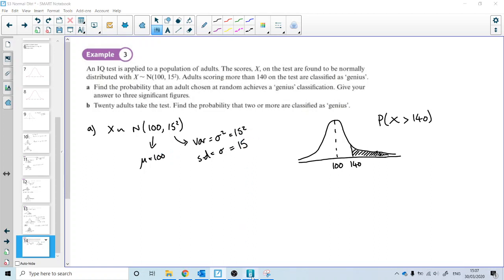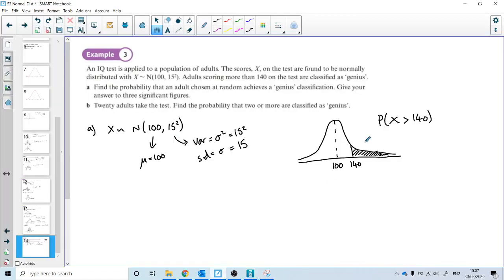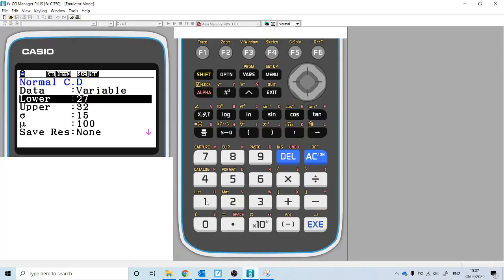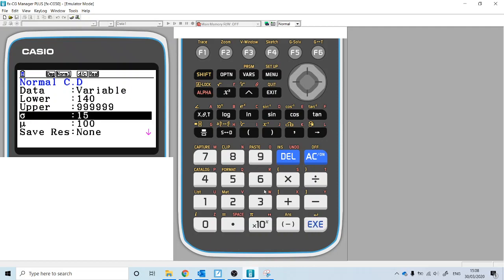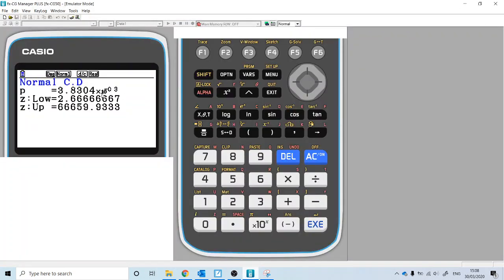So let's go to our calculator, and we're going to use mu as 100 and sigma, the standard deviation, as 15. And we're going to put our lower as 140, because that's where we want to start the area, and our upper as a really big number, because we want to work out the area all the way up to the end of the distribution, or as far as we can. So we get that's a really small probability, 0.00383.